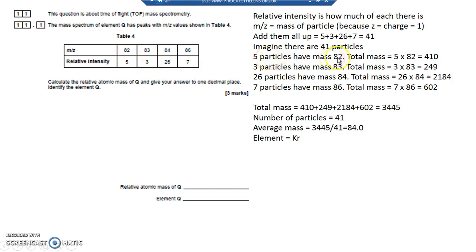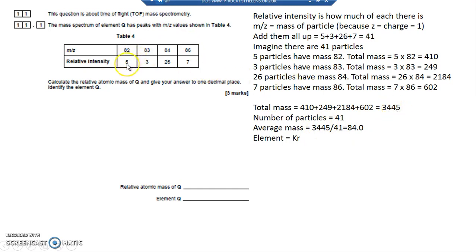So I've got 5 particles of mass 82, so their mass is 410 altogether. 3 particles of mass 83, 3 times 83 is 249, so that's the mass of those particles. 26 particles of mass 84, 26 times 84 is 2184. And 7 particles of mass 86, 7 times 86 is 602. Added all together, the total mass of all of these particles is 3445.